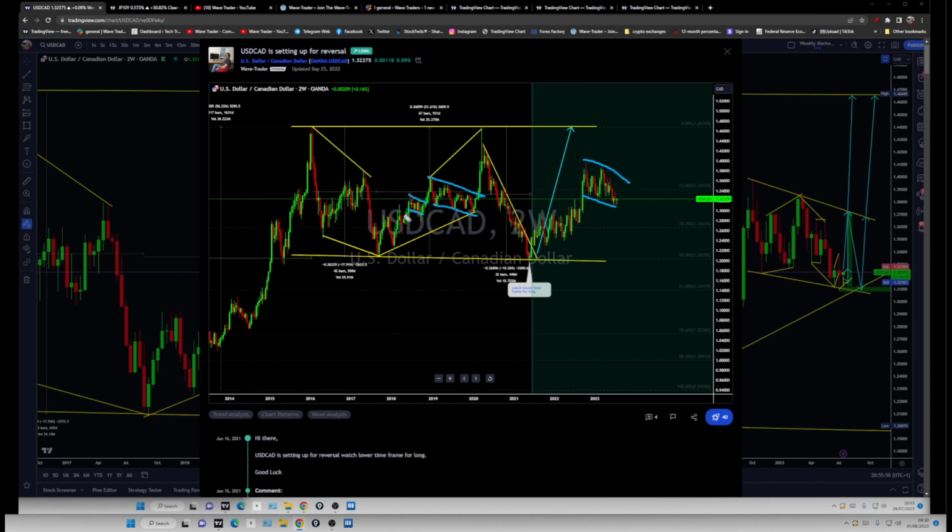Price can stay there at the bottom on the 1-hour time frame or lower time frame, as we have just shown you for a while. But the bigger picture is very much clear. We are setting up for another breakout to the upside. Yeah, so thank you.